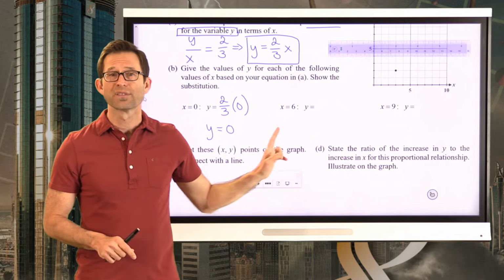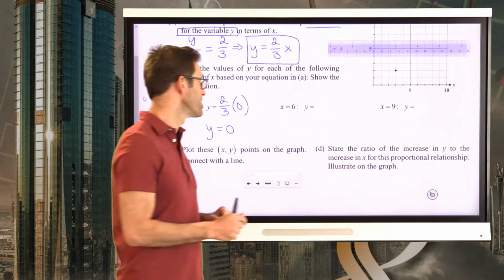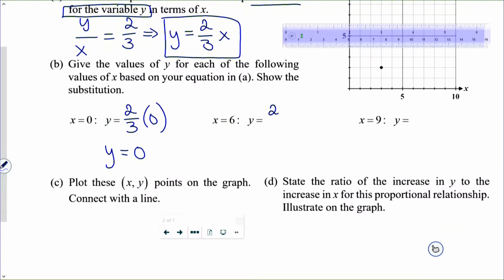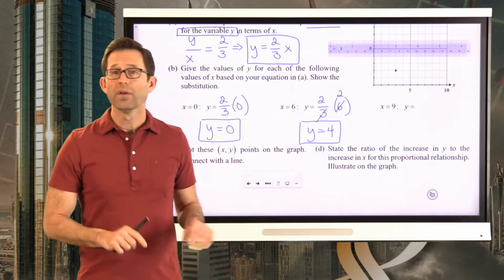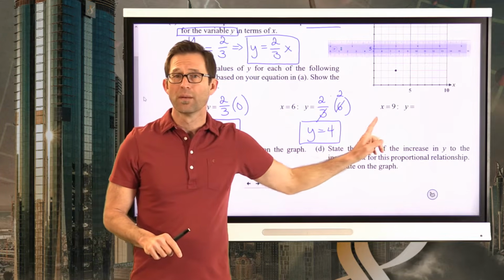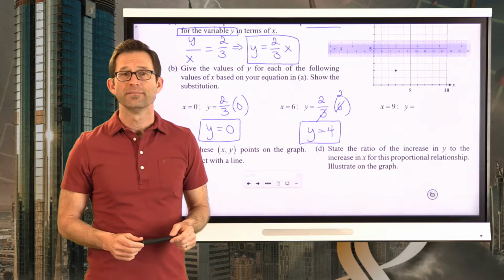Now in the second part, we have a little more work to do when x is 6. So when x is 6, y will be 2/3 times 6. Little fraction work here: 3 goes into 6 2 times, 2 times 2 is 4. So y is equal to 4. Now what I'd like you to do is really quickly figure out what y is going to be equal to when x is equal to 9.